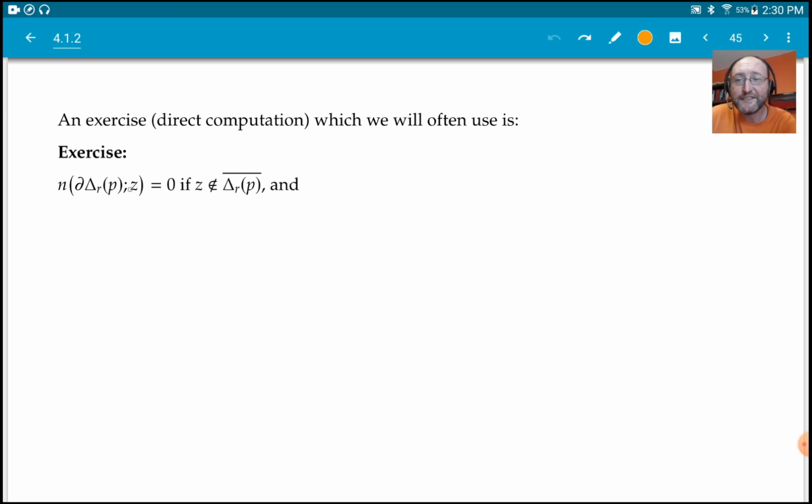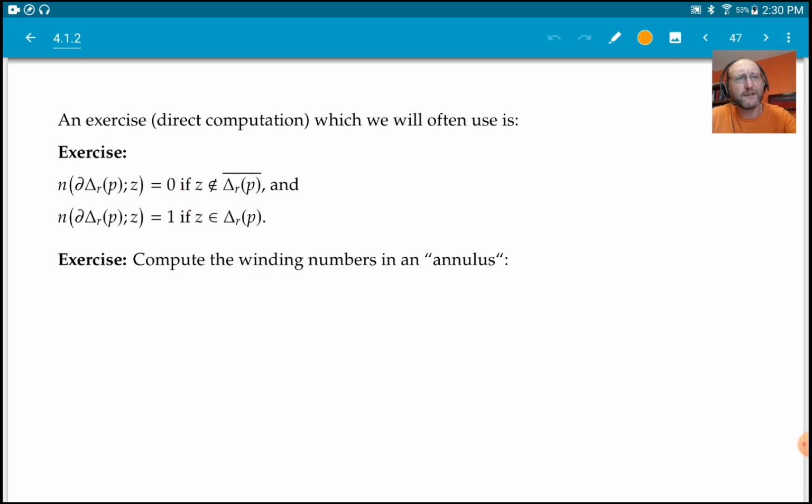So if Z is not in the closed disk, so it can't be on the boundary, that would make no sense, but if it's outside the disk, then the winding number is 0, and it is 1 if it is inside the disk. I claim this is a trivial exercise, but it's good to go through it and figure out why that is true. Once you see it, it's sort of obvious. There's not much that you have to compute. We've actually done the entire computation that you need to do.